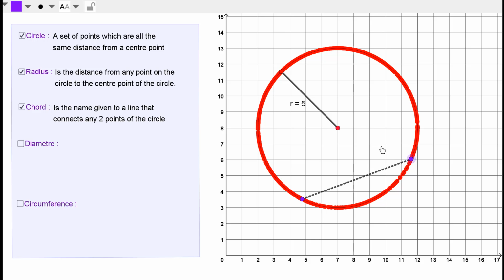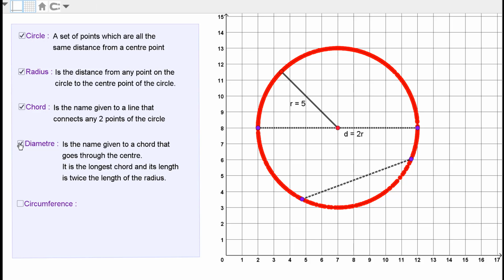Now, we have one very special chord, and it's called the diameter. It's special because it's a chord that must go through the center. So that is what defines a diameter. It's a chord that goes through the center. It's also the longest chord in the circle. Now, what's very important about the diameter is that it's actually twice the radius in length. So can you see here we've called the diameter small d, and it's twice the radius in length.